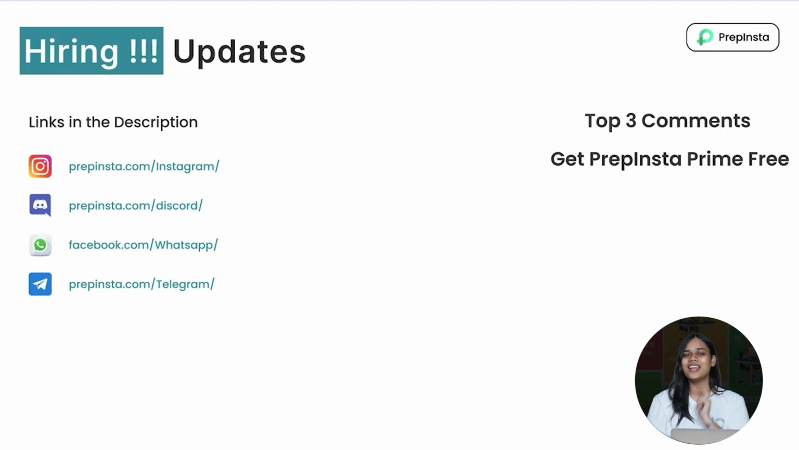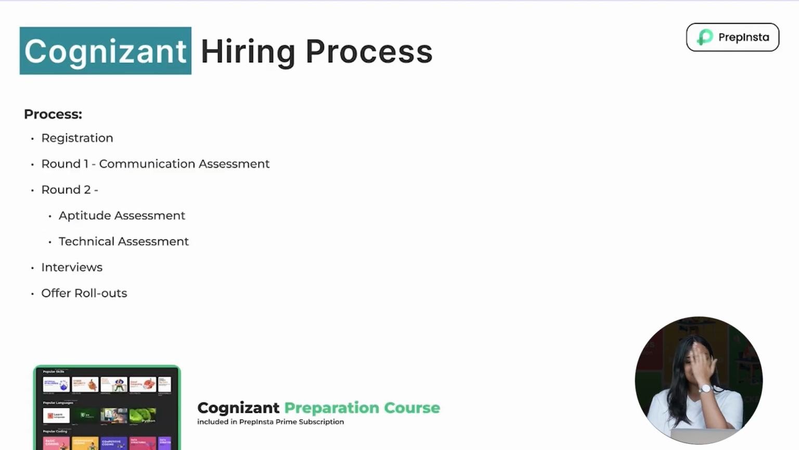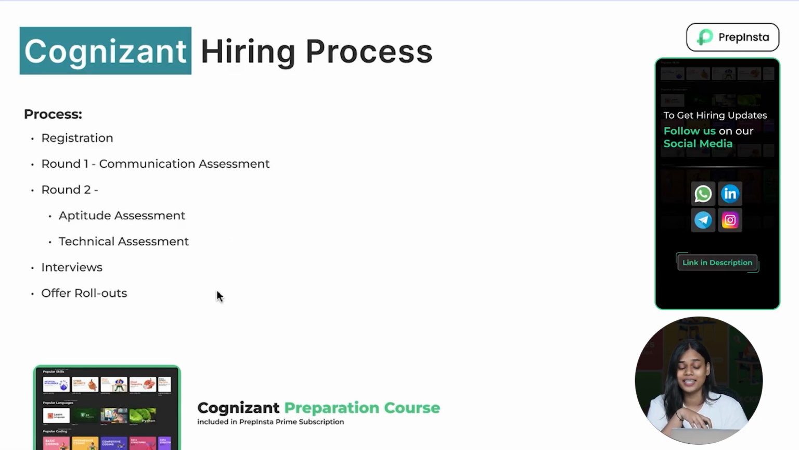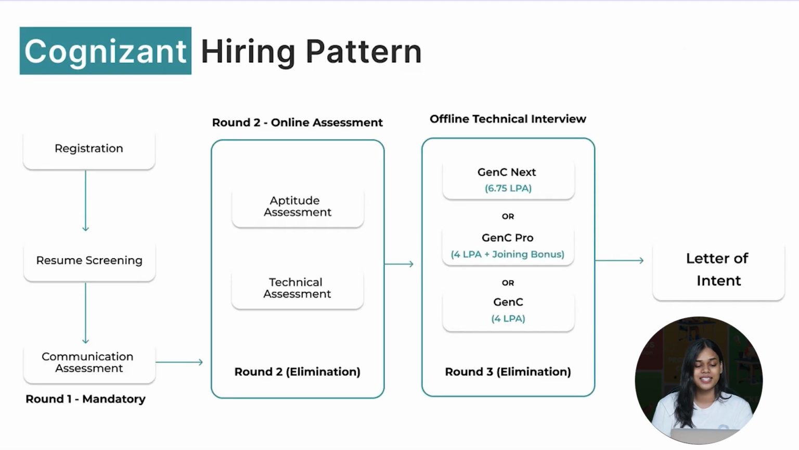But before that, let's start off with the video and discuss the hiring process for Cognizant in the on-campus process. The first thing is the registrations. The second is communication assessment, which is the first round. The second round is the aptitude plus technical assessment. The third is the interview, and finally the offer rollouts. I know it's a little haphazard over here, but you are going to get into it once you look at the entire structure. Let's get into it.